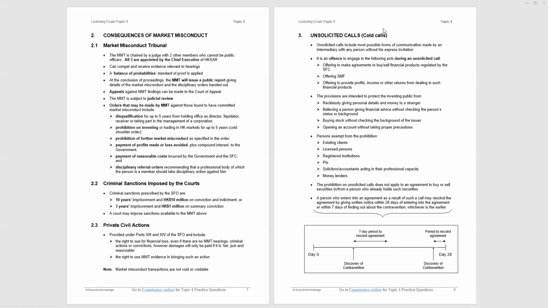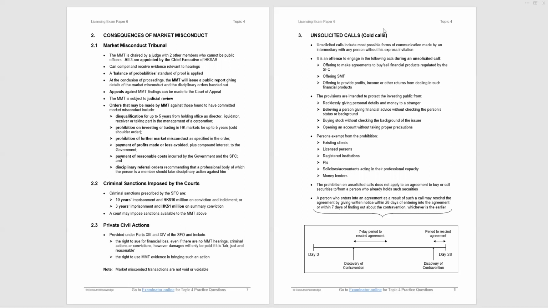I want to go down the bullet points and look at the orders that may be made by the tribunal against those that have been found to have committed market misconduct. Now remember, this is under civil law, so there'll be no imprisonment. The disqualification order can disqualify someone for up to 5 years from holding office as director, liquidator, receiver, or taking part in any management of a corporation. The cold shoulder order will prohibit someone from investing or trading in Hong Kong markets for up to 5 years.